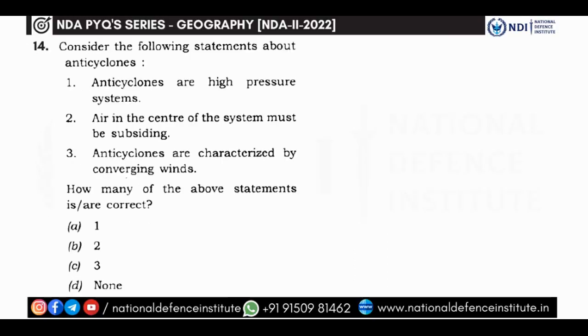Next question is with respect to climatology. Consider the following statements about the anticyclones. They are not asking about cyclones, they are telling of the anticyclones. Anticyclones are high pressure systems. Of course, that is a right statement because cyclones are your low pressure systems. Air in the center of the system must be subsiding.